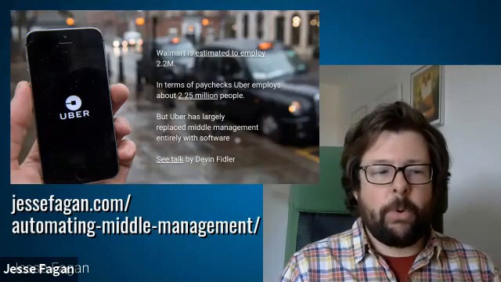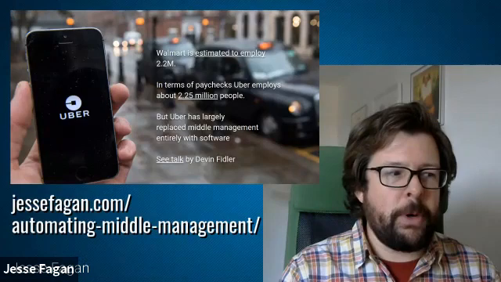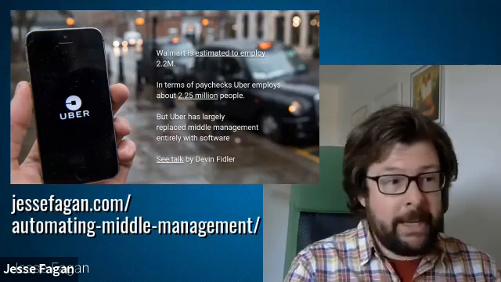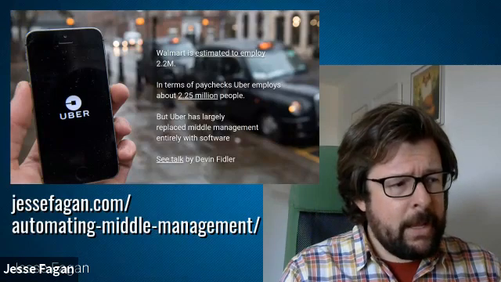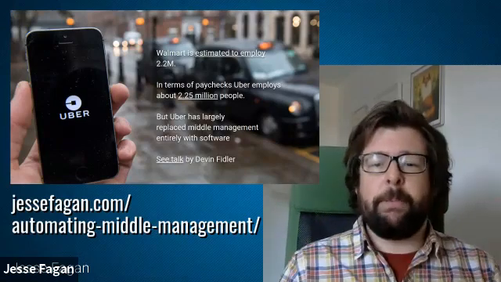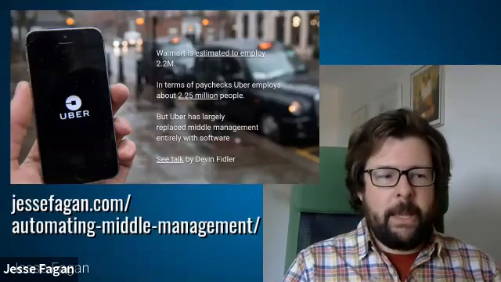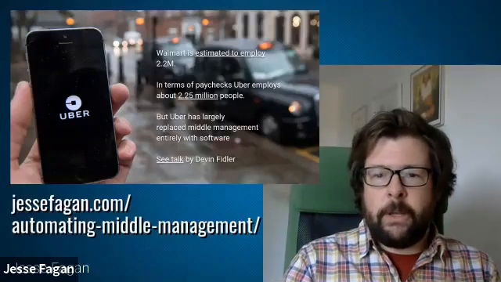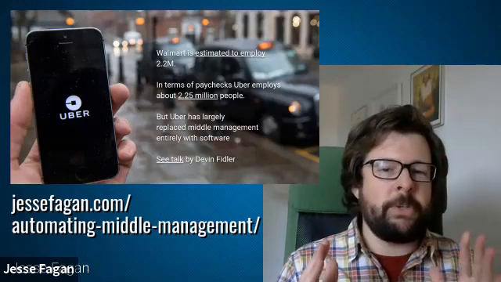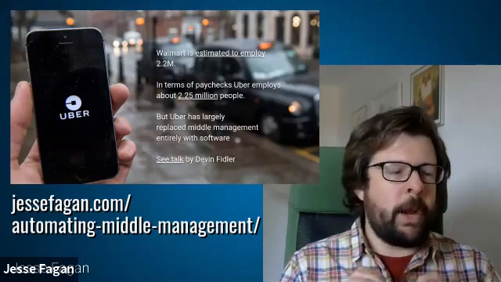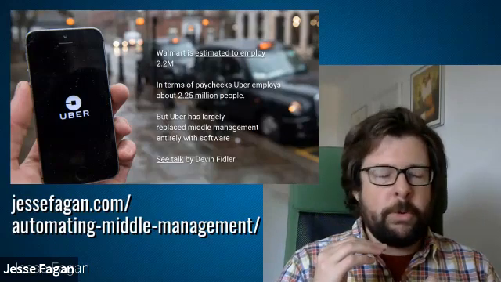If you look at the number of paychecks they have, about 2.25 million people in 2018, which is when I pulled this, they've completely replaced middle management with software. The middle management task would be who gets hired. Who gets hired by Uber? If you want to become an Uber driver, you never talk to an individual. You never talk to a person to become an Uber driver. An algorithm is assessing whether or not you deserve to be an Uber driver.